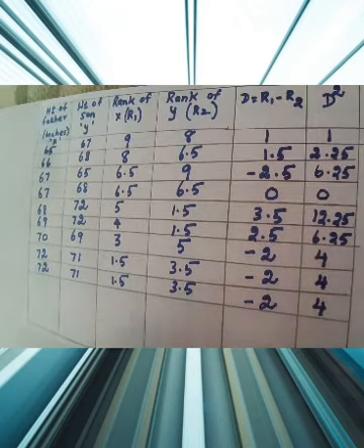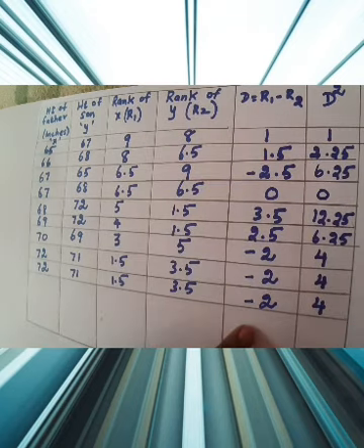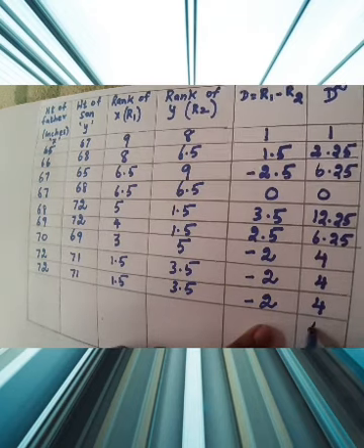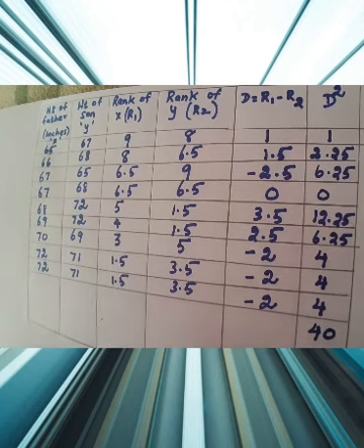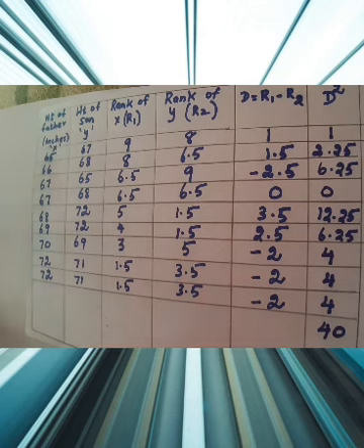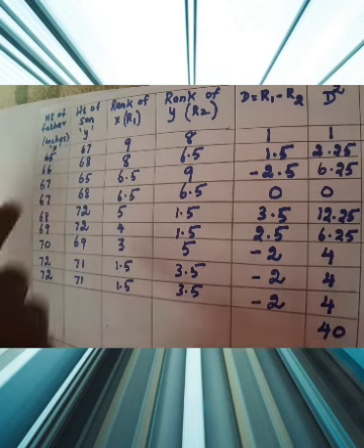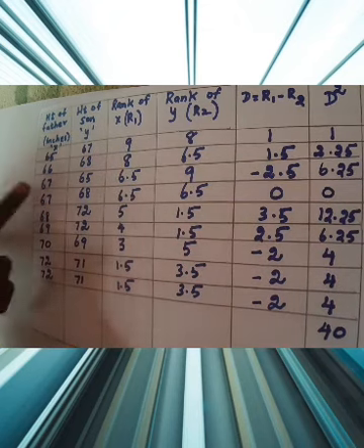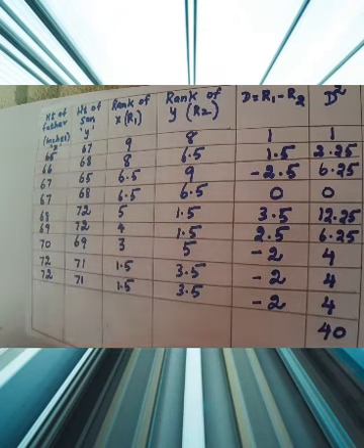Now we have to calculate what is d square. So the summation of d square is 40. Now we are going to substitute in the formula. And in total, how many terms do you have? Number of individuals, 9. Am I right? 1, 2, 3, 4, 5, 6, 7, 8, 9. Now I'm going to substitute in the formula.